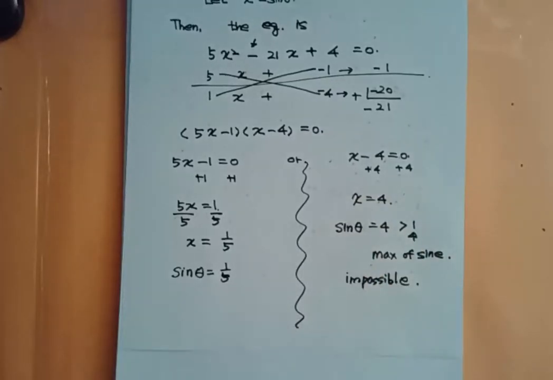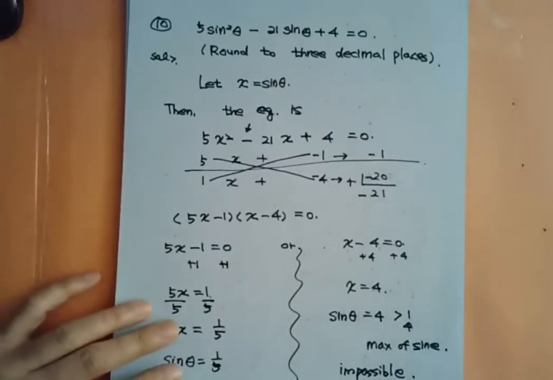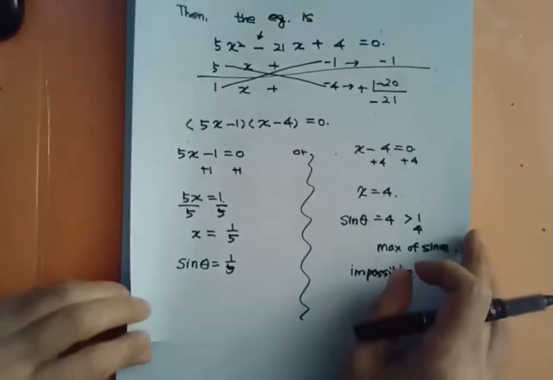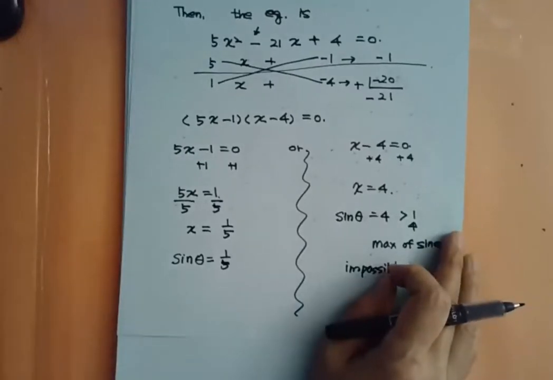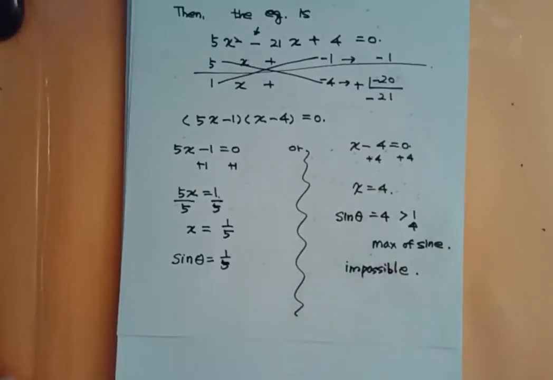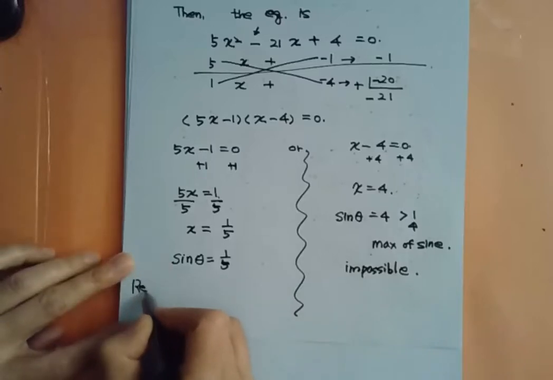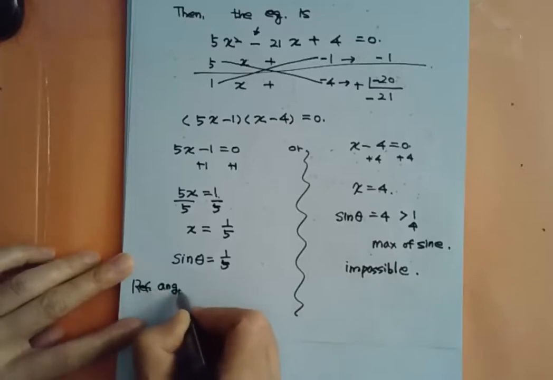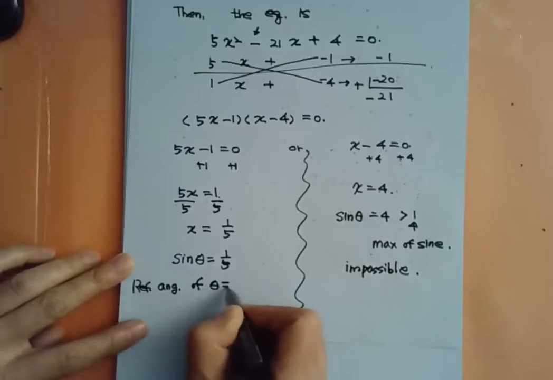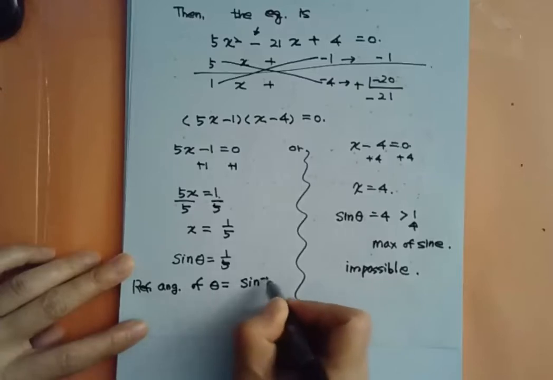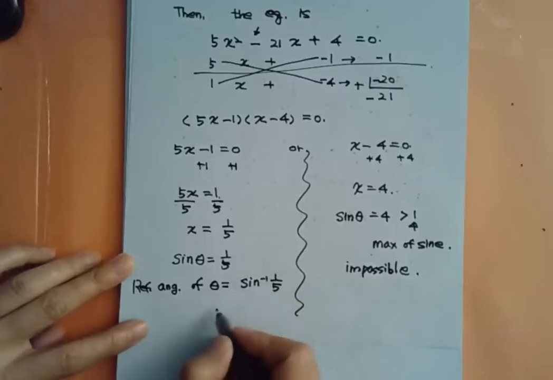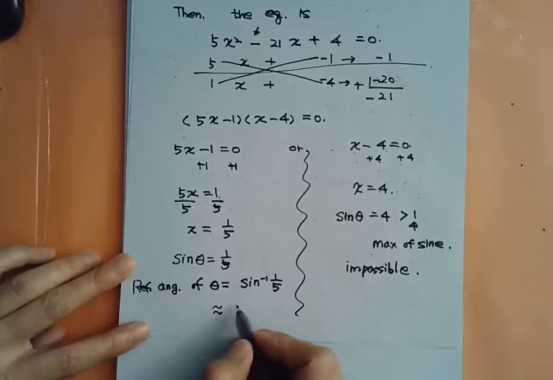So this time they're asking you to round to 3 decimal places. Obviously, that is about solving using the calculator. To get the reference angle of theta, we will use sine inverse of 1/5. And if you use your calculator, then you will get approximately 0.201.